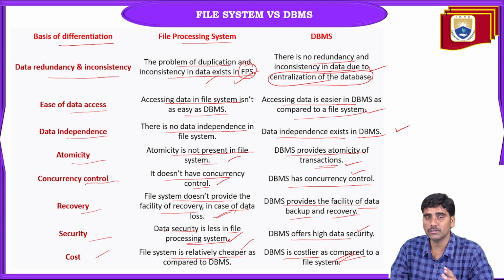So how are you going to differentiate, in the major comparisons, in what way DBMS is good and in what way the file processing system is good? This is all about file system versus DBMS. Both are used to store the data, but how the file is organized and how the file is managed differs in different factors.